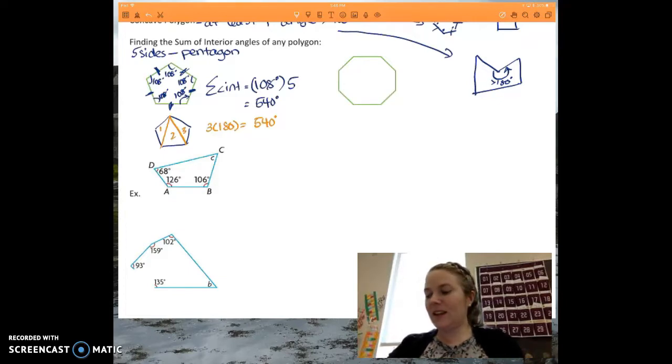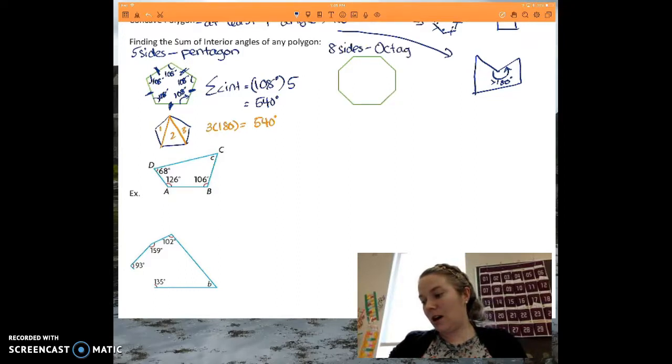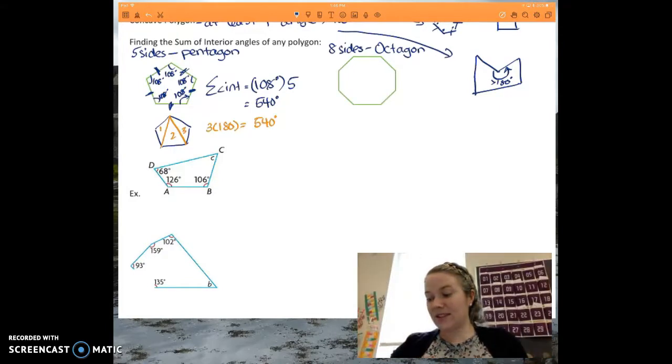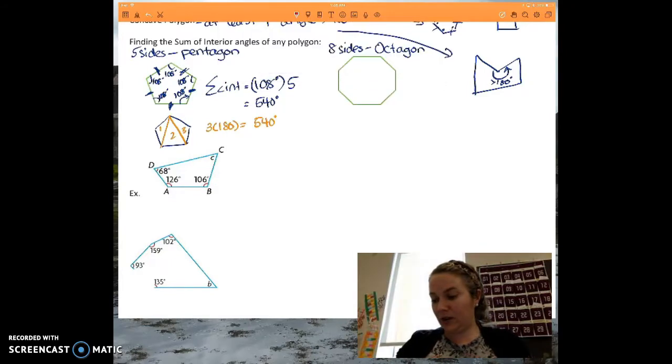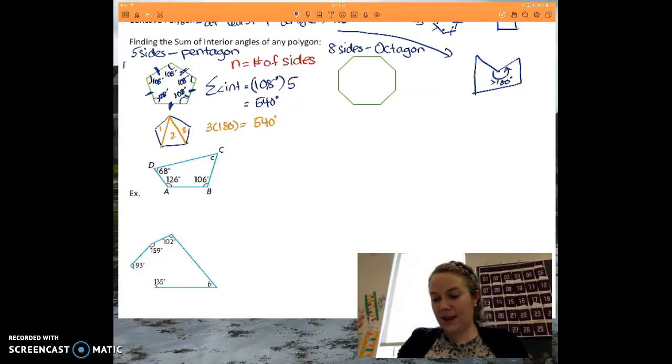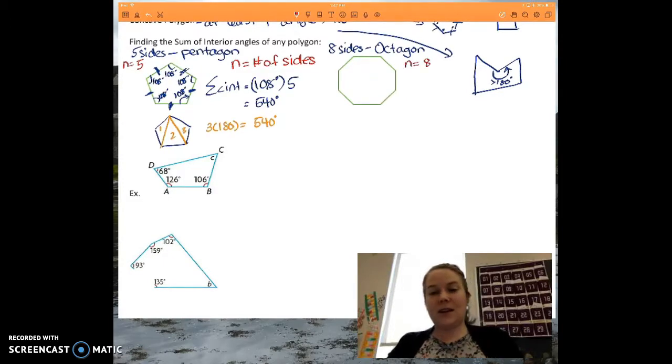Okay. Let's see if this will work for our octagon. So what we have here, this is 8 sides. That's an octagon. And one of the letters that we always use in this unit is the letter N. N represents the number of sides. I'm going to write that in red for you. N equals the number of sides. So here, N equals 5. Here, N equals 8.